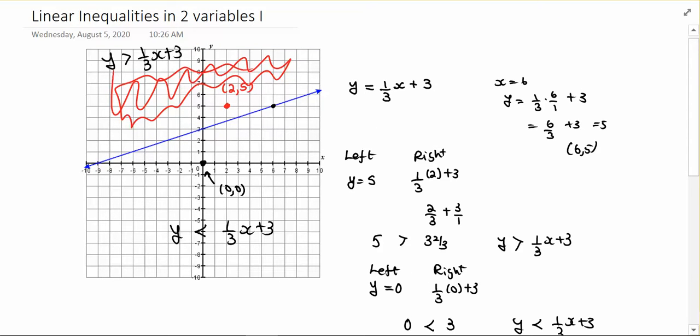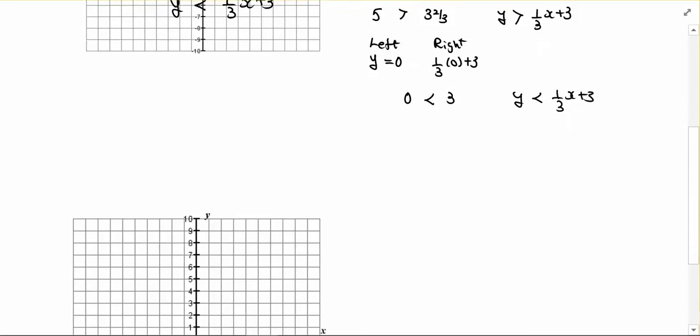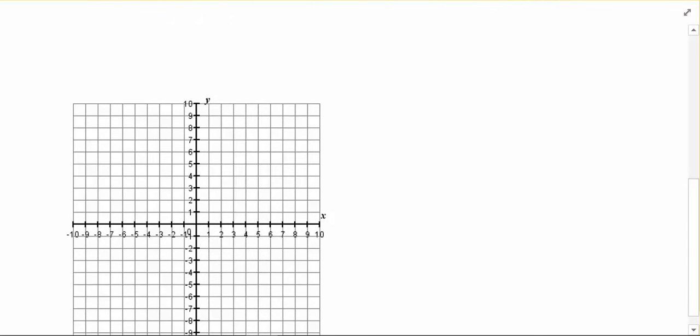Now you can't automatically assume everything above the line is greater and everything below the line is less. You actually have to test, like I just did, to see which way it works out. And everything of course along the line is equal. Okay, and so that brings me to linear inequalities, right?